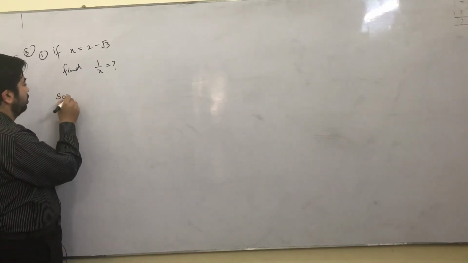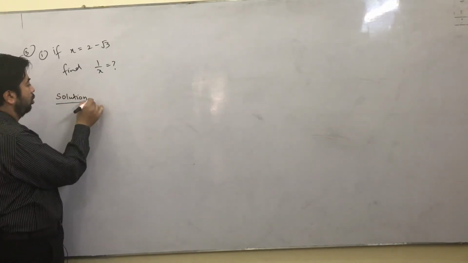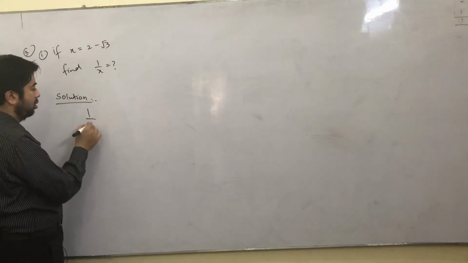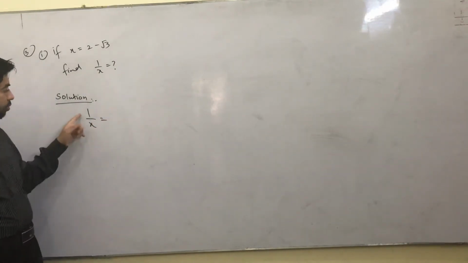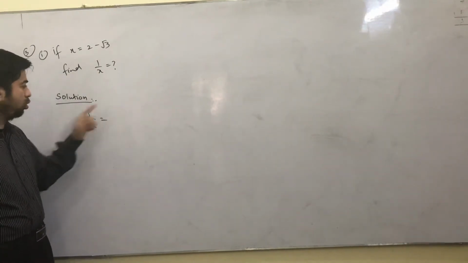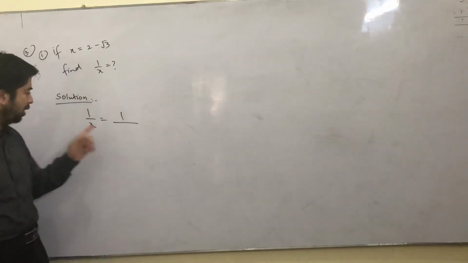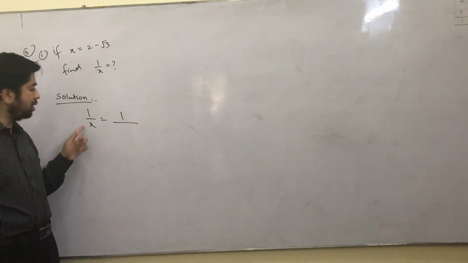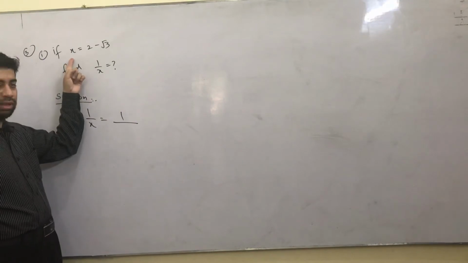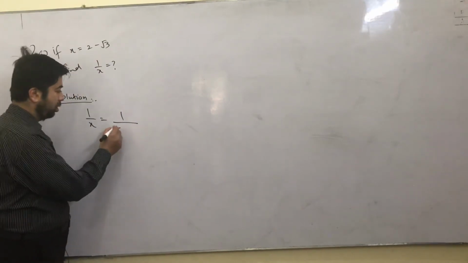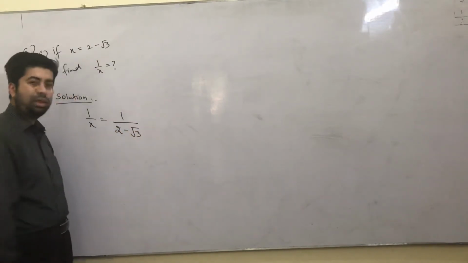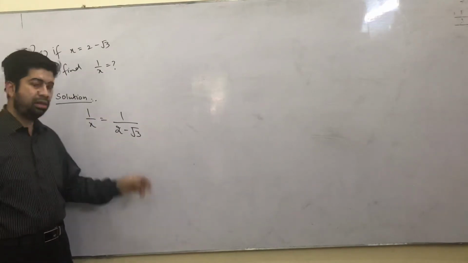The solution is to find the value of 1 over x. Just write it as 1 in the place of 1, and in the place of x, that is in the denominator. So what is the value of x? See that. X is 2 minus square root 3. So is this the answer? 1 over 2 minus square root 3.